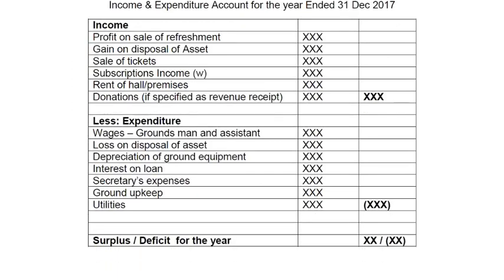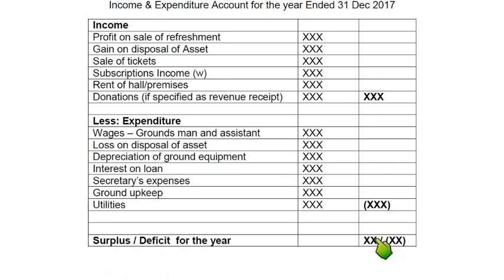Then we have expenses, maybe wages of groundman and assistant, and then loss on disposal, depreciation, maybe some of the equipment being used in a not-for-profit organization club. Interest on loan, if you have borrowed a loan, we need to pay interest on it, if the loan is not interest free. If it is interest free, there will be no interest. Then there are secretarial expenses or accountant, maybe ground upkeep, meaning maintenance, and there are utility bills and all this. We'll be deducting all expenses from income in order to get the figure for surplus or deficit.